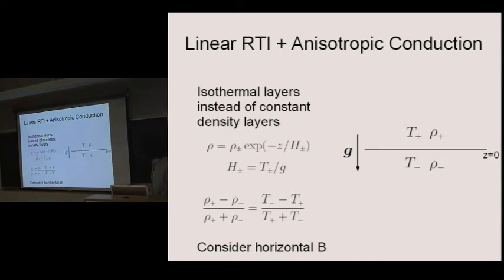And then the other key thing is that I'm going to consider a very weak horizontal magnetic field. So I'm going to assume that the magnetic field is not dynamically important, but only sets the direction for the anisotropic conduction. I couldn't have a vertical magnetic field because otherwise I wouldn't start off in equilibrium, because you could get conduction along the magnetic field line because the temperature changes on the two sides.